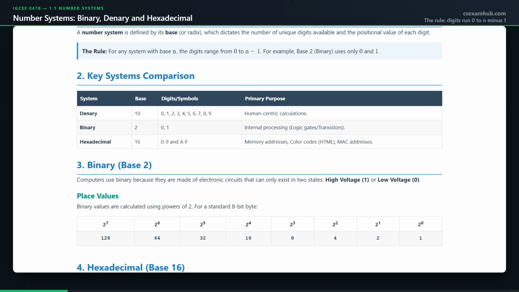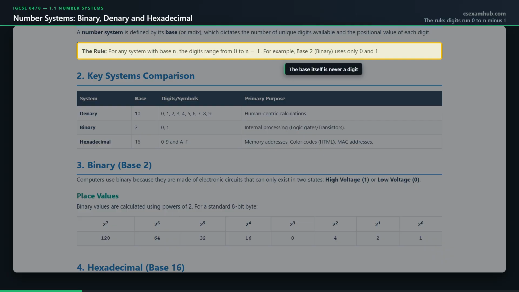Here is the rule that follows from that, and it is worth committing to memory because it catches people out constantly. For any system with base n, the digits available run from 0 up to n minus 1. Notice that the base itself is never a digit. In base 10, you have 0 through 9. There is no single symbol for 10. In base 2, you have only 0 and 1, and there is no symbol for 2.